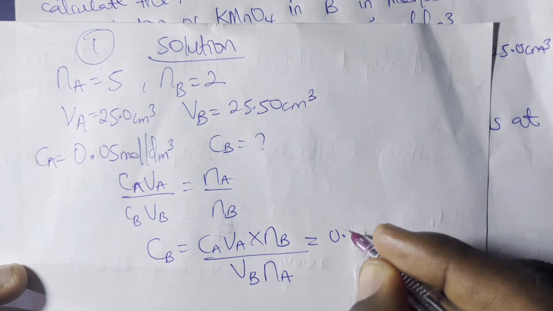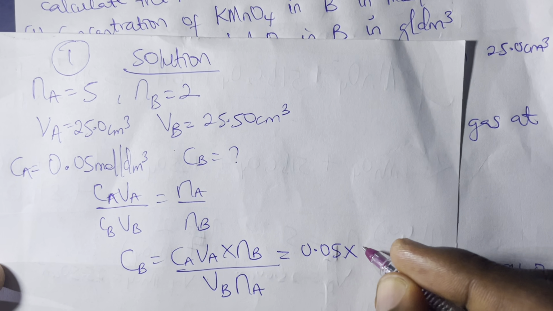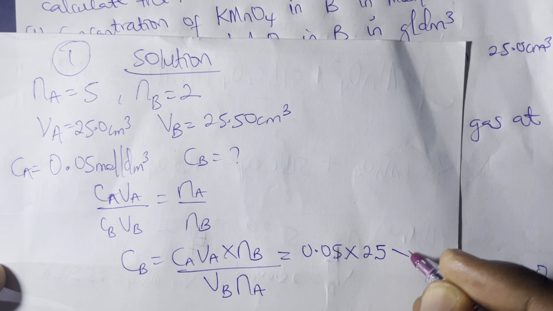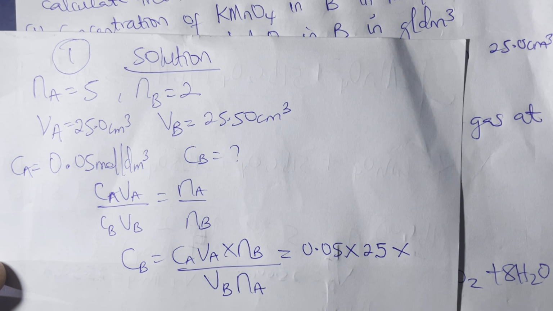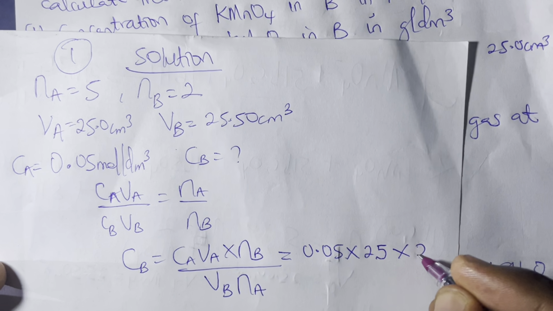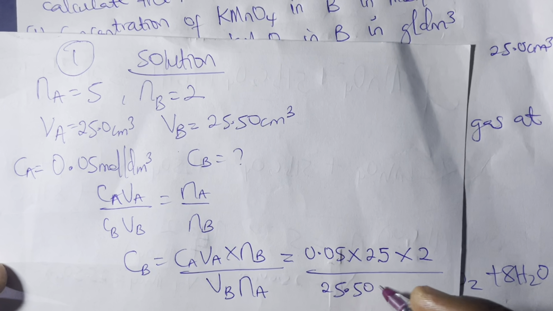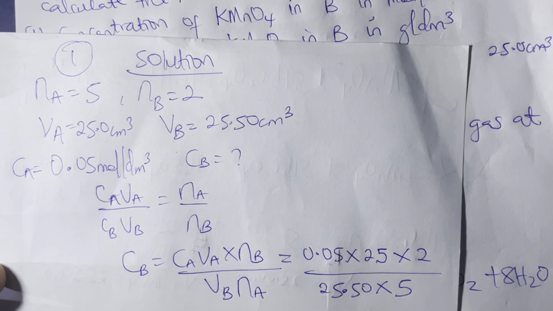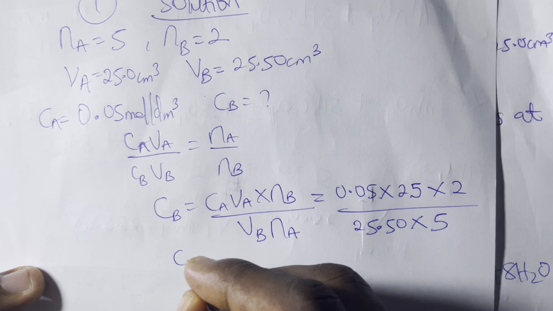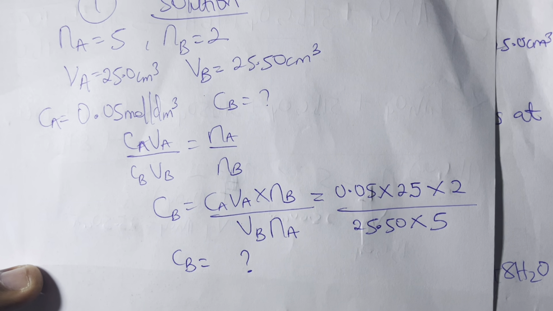The CA is 0.05 times VA, which is 25, multiplied by NB. Our NB is 2, all over our VB, which is 25.50, and our NA is 5. Alright, please do this calculation and let me know the answer for our CB in the comment section.